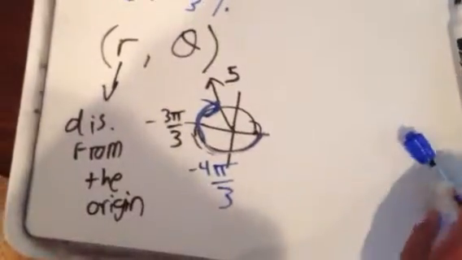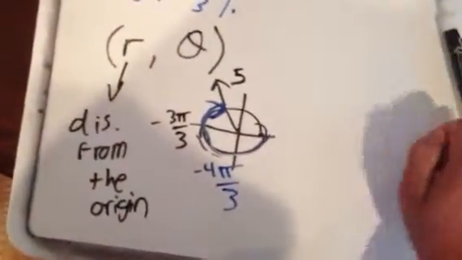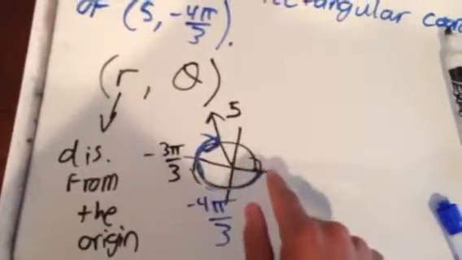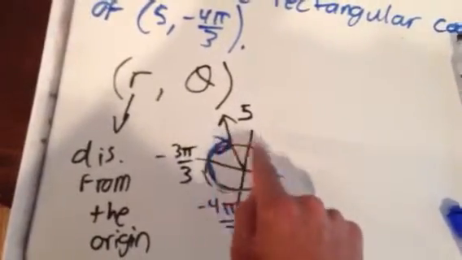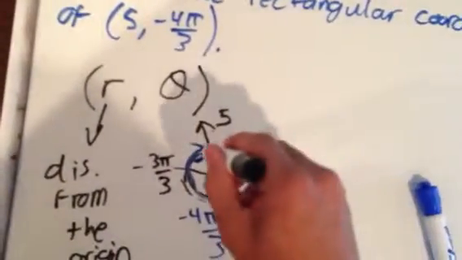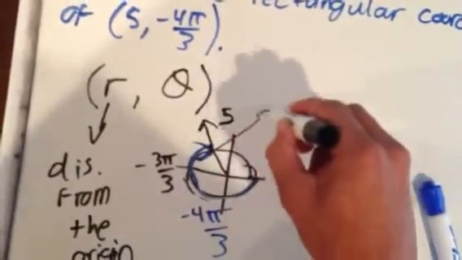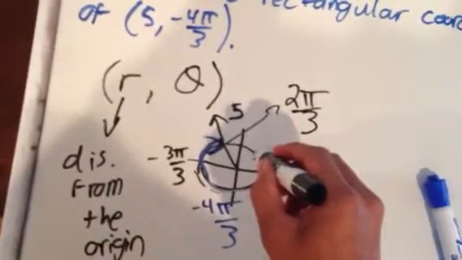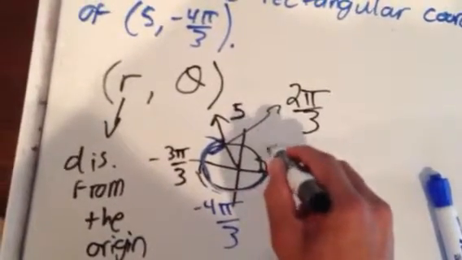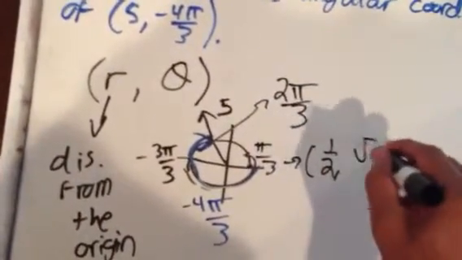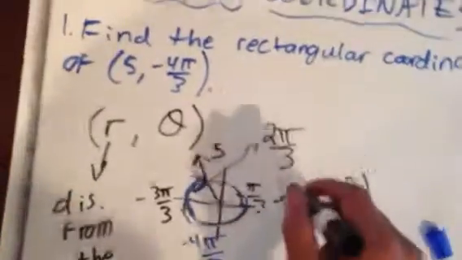Now, there's another way you could write negative 4 pi over 3. If you go clockwise and you were to finish this off, you would go 2 pi over 3 more. So this point that we're at also represents 2 pi over 3. Now we need to find the coordinates of 2 pi over 3. In order to do that, let's start with pi over 3 in the first quadrant: half, root 3 over 2. Those are the coordinates. Now 2 pi over 3.